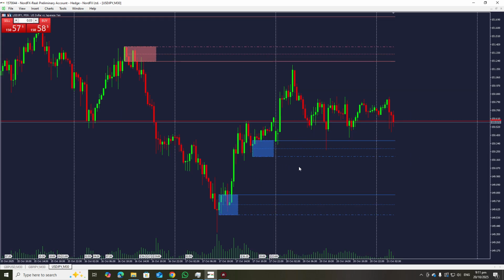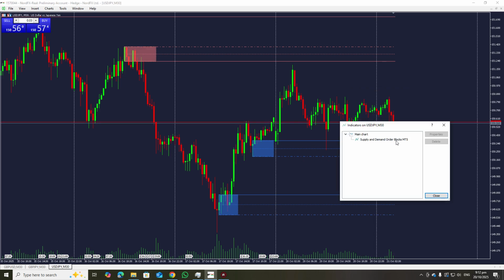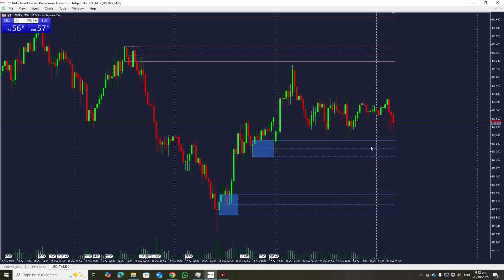So let me make this bigger and show you how it works. It's a supply and demand indicator essentially. That's actually the name of the indicator: Supply and Demand Order Blocks. I use it with MetaTrader 5. I think it might be available for MetaTrader 4 as well.